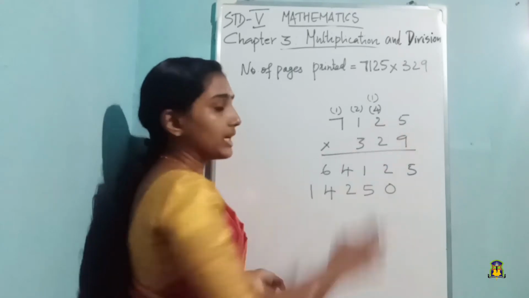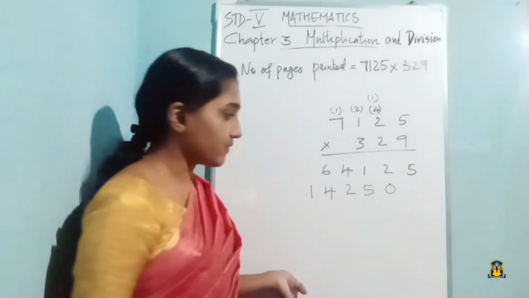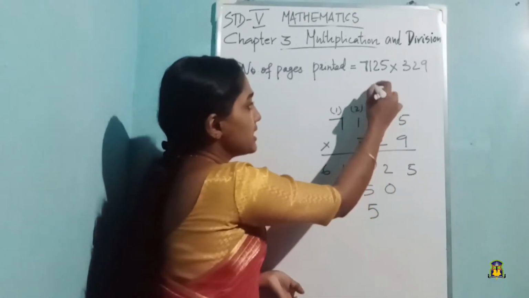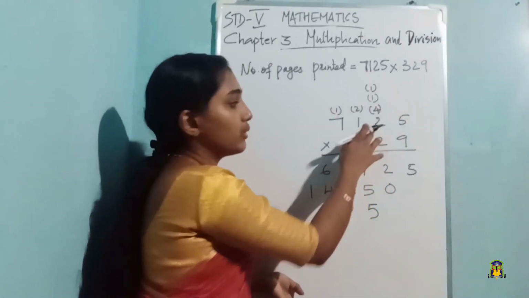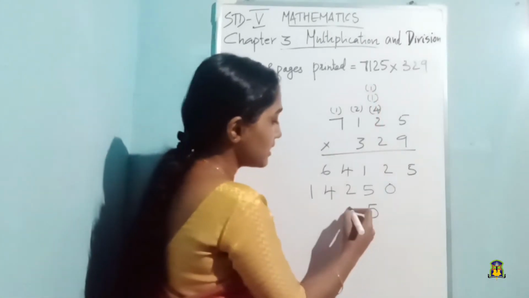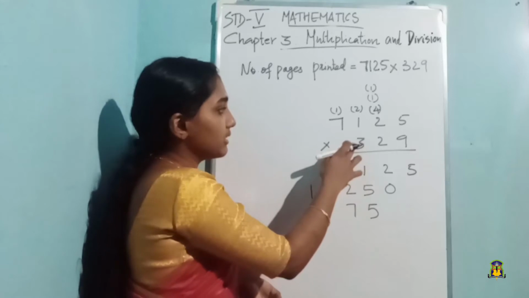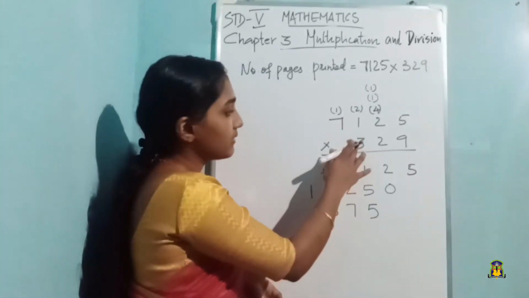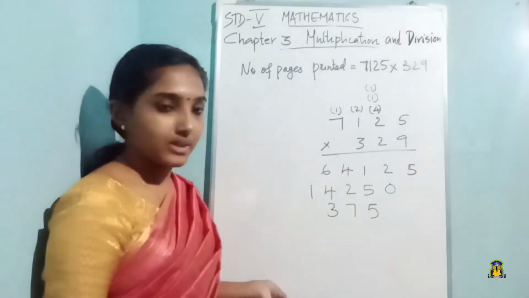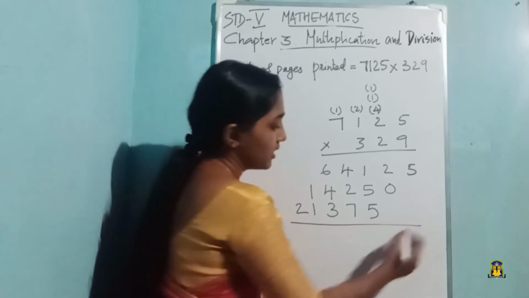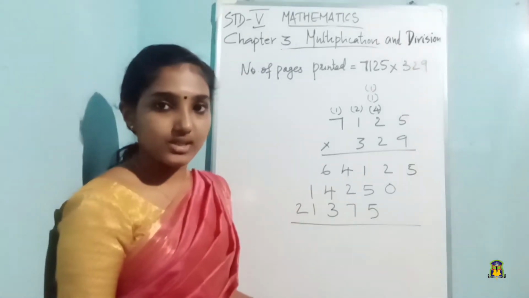Now 3 into 5. 3 fives are 15. So we can write 5 here, and 1 is carried. Then 3 into 2. 3 twos are 6. 6 plus 1 is 7. Okay. Then 3 into 1. 3 ones are 3. Okay. Then 3 into 7. 3 sevens are 21. So we can write 1 here and 2 here. So our multiplication with the digits is over.